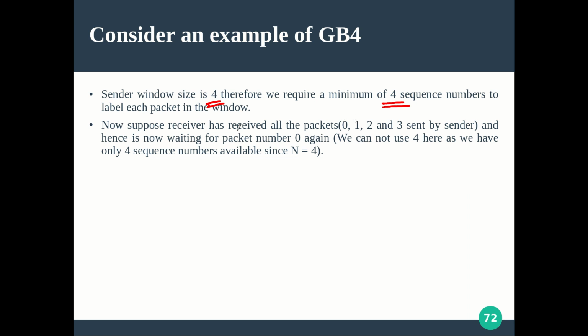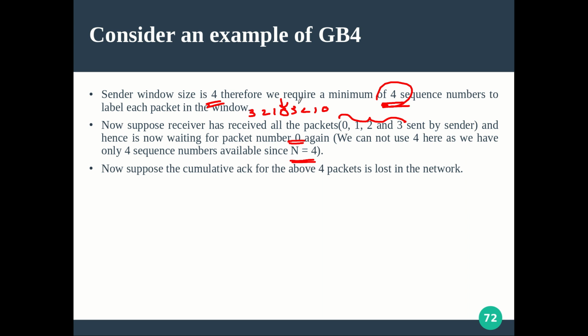Now assume that the receiver has received packets 0, 1, 2, 3. So the 4 packets are received by the receiver, and hence it is now waiting for packet number 0 again, because when you are giving 4 distinct sequence numbers, you give 0, 1, 2, 3 for the first 4 frames, then for the 5th frame you repeat it, right? 0, 1, 2, 3. So like that you assign the sequence numbers. As 4 of them are received, the receiver is now waiting for 0 again. We cannot use 4 here as we have only 4 sequence numbers, because n is equal to 4, so 0 to 3. So we are going to reuse it.